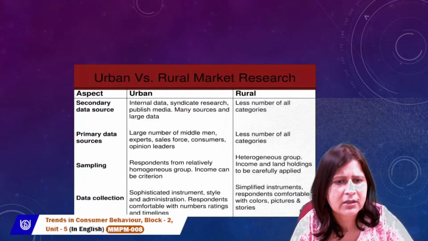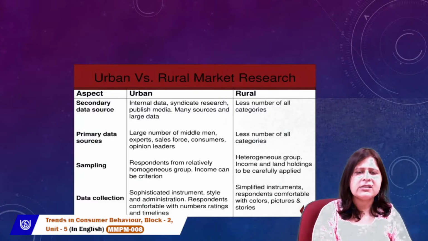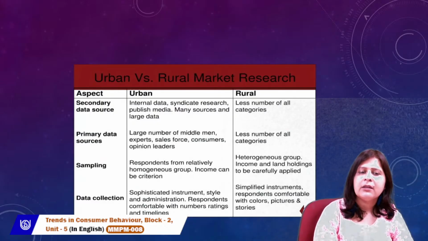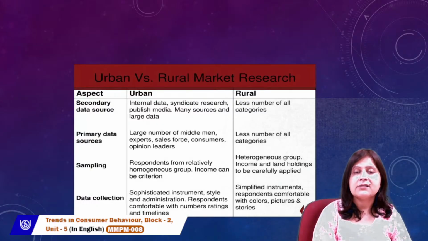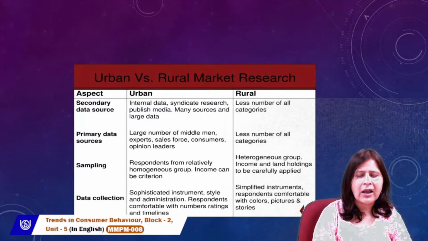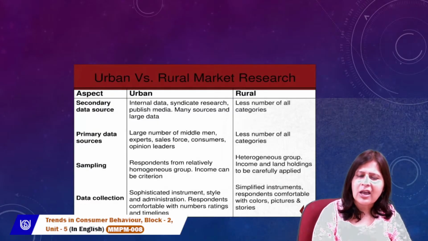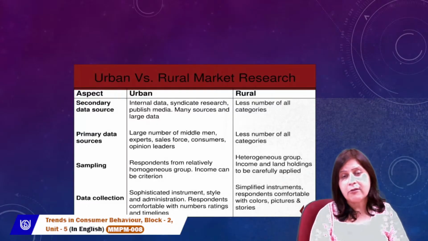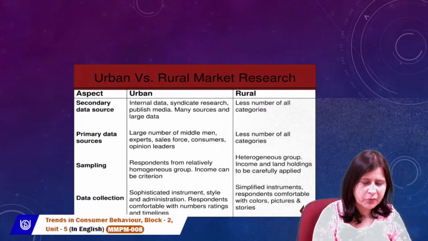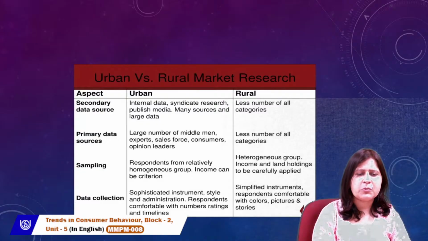Right. If we compare urban versus rural market research on various aspects, like secondary data sources: in urban areas, there are internal data, syndicated research, published media, many sources, and large databases available to carry out the research as per the secondary data sources. In rural areas, there are fewer of all categories because of the issues which we discussed a few minutes back, right?